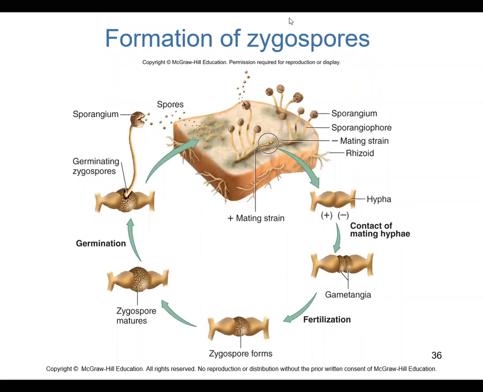So in this case, we're looking at the zygospores. You have two different organisms. They have the plus and minus. We can call them male, female, it doesn't matter. They will merge together and form the zygospore. And this eventually will form the spores to be released from the sporangium.